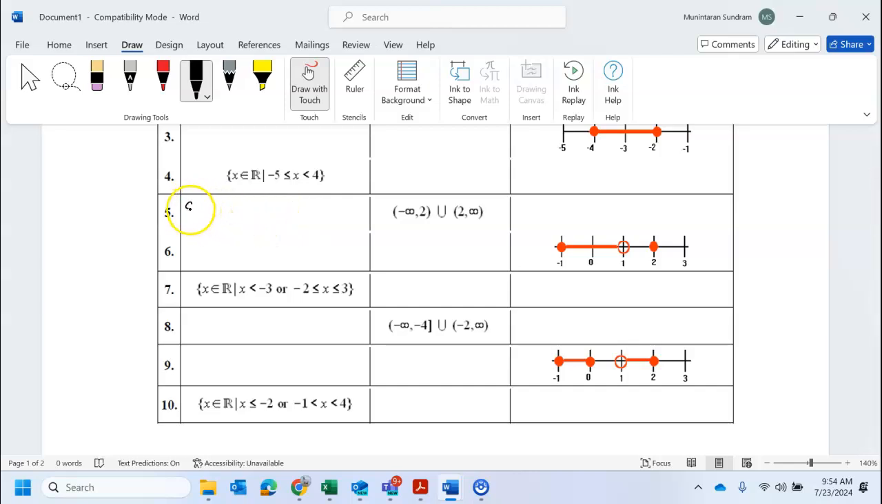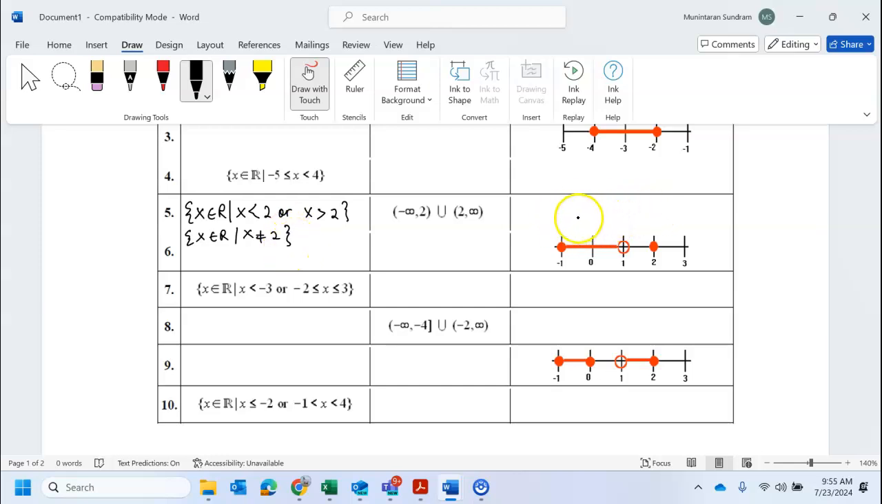Set builder: x is a subset of the real numbers such that x is less than 2, not inclusive, or, because there is a union of two segments, x is greater than 2. Or alternatively, you can also say that in this case your answer is x is a subset of the real numbers such that x does not equal 2.